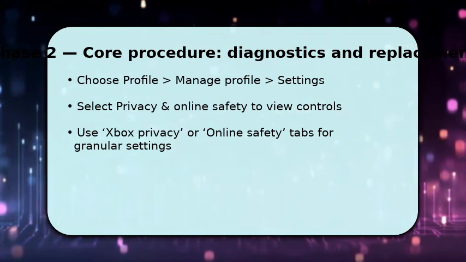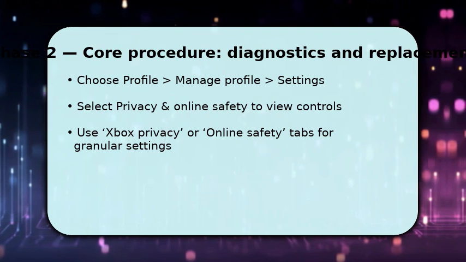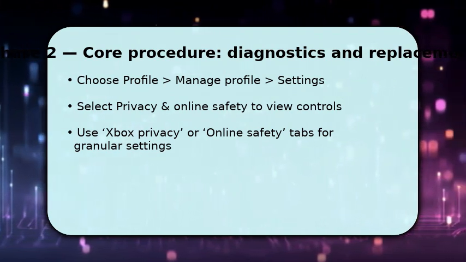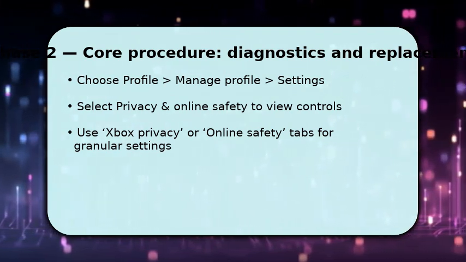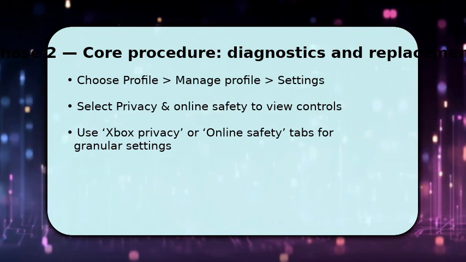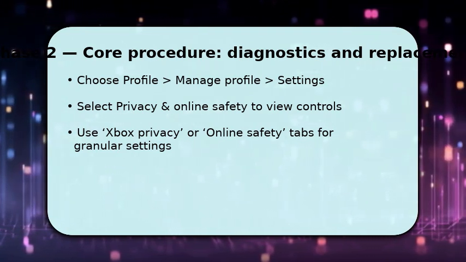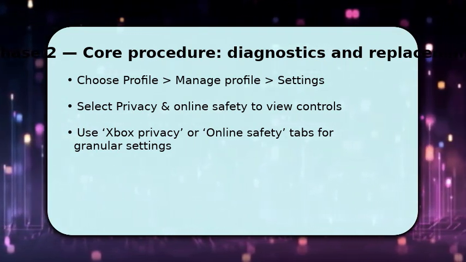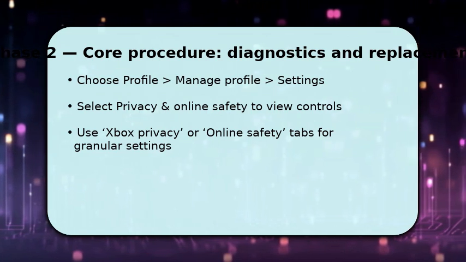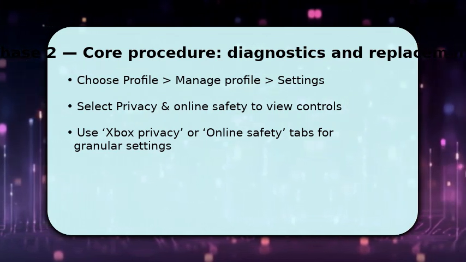Once in Settings, select Privacy and Online Safety. This area holds all the options for who can see and interact with you. Use the Xbox Privacy tab for communication and content sharing rules, and the Online Safety tab for multiplayer and viewing permissions. Take time here to read each setting.